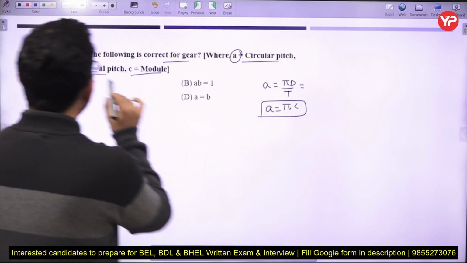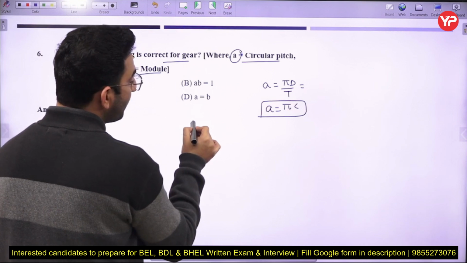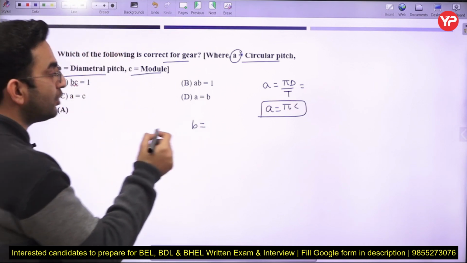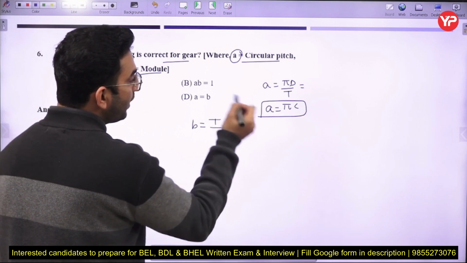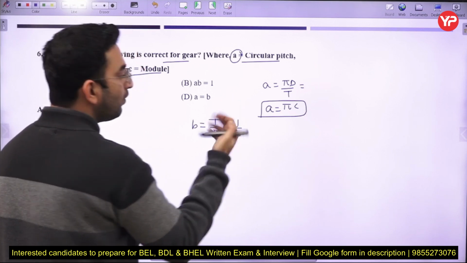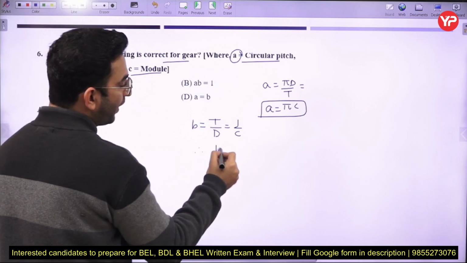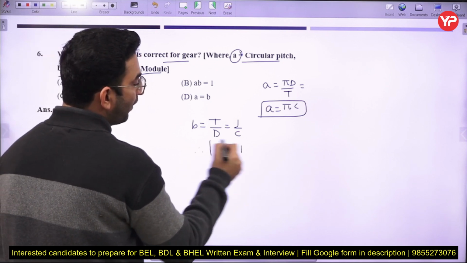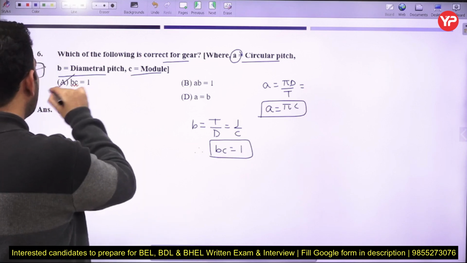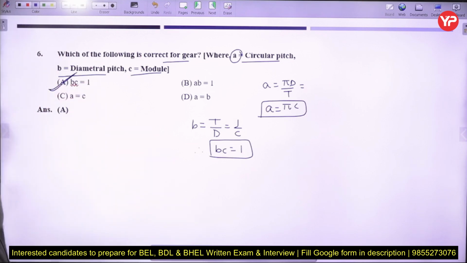The next part is diametrical pitch. Now what is the meaning of diametrical pitch? Diametrical pitch is represented by B here, and it is defined as the ratio of the number of teeth divided by the pitch circle diameter. So we can say it is the reciprocal of the module. Therefore we can define that BC is equal to 1. So option number A is the correct answer of this question.